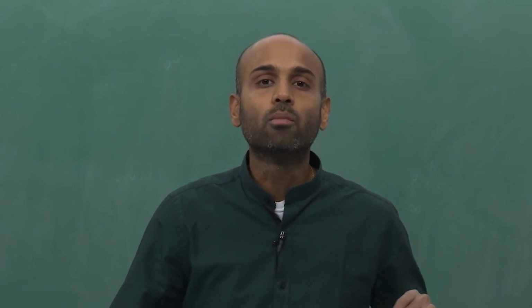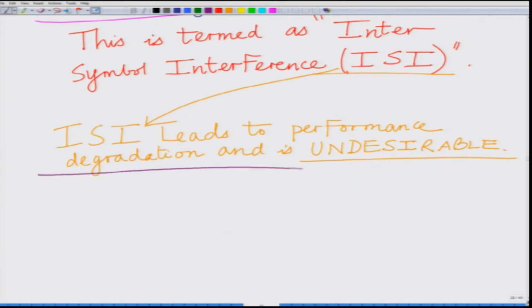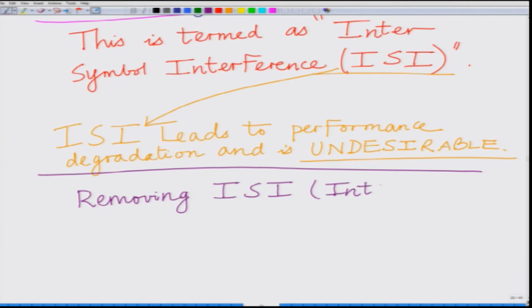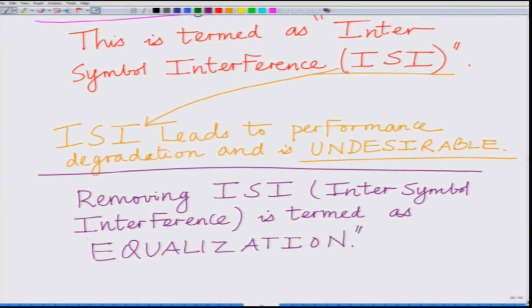So, channel equalization is nothing but removing the effect of intersymbol interference to improve the performance at the receiver. Essentially, removing this ISI, or intersymbol interference, is what is termed as equalization. Let me write that down: removing intersymbol interference is termed as equalization, correct.